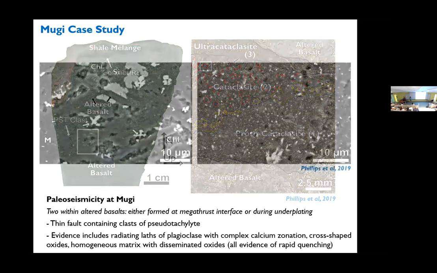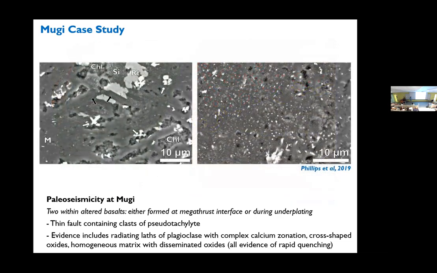When we look at those sub-rounded dark clasts in detail, this is in the SEM, the scanning electron microscope, and the brightness here is basically a relationship to density. And what you can see is that there's these laths of plagioclase that have these kind of complex zonation patterns. There's these rutile grains which have big margins, and that's because of partial melting around the rutile grains. And then you have these cross-shaped oxides, which are indicative of rapid quenching from a melt.